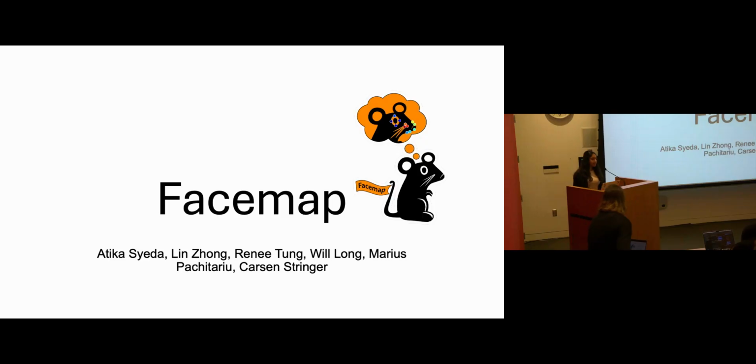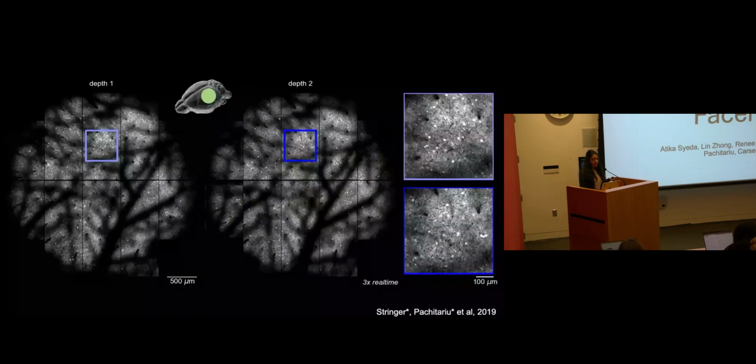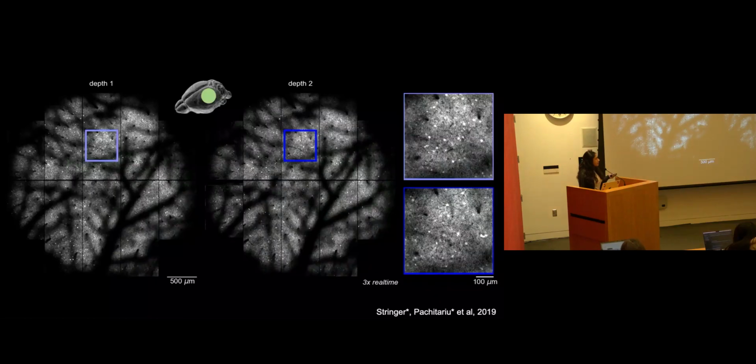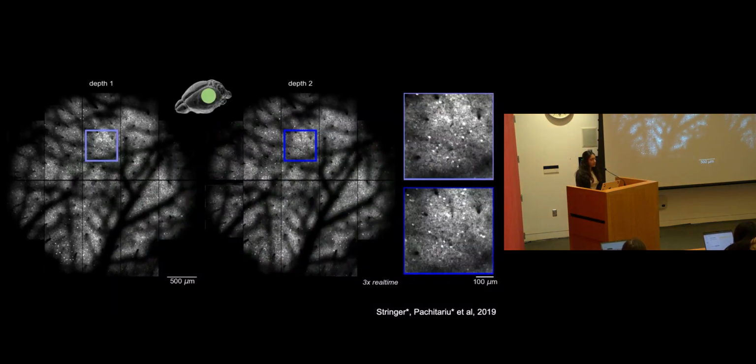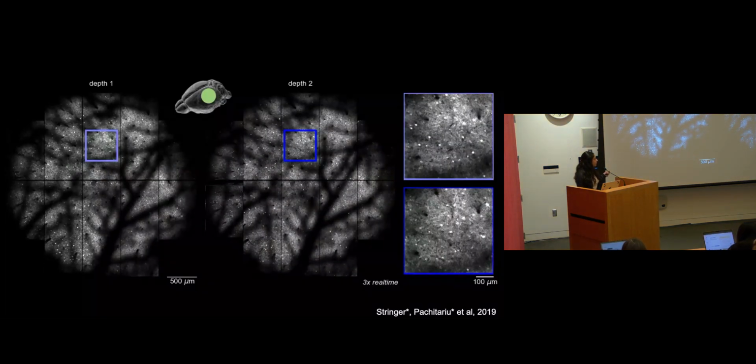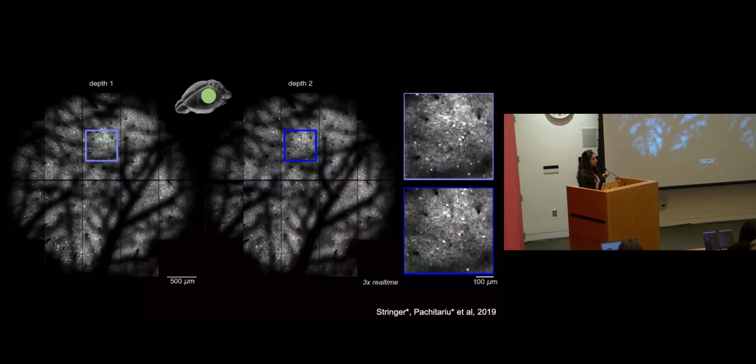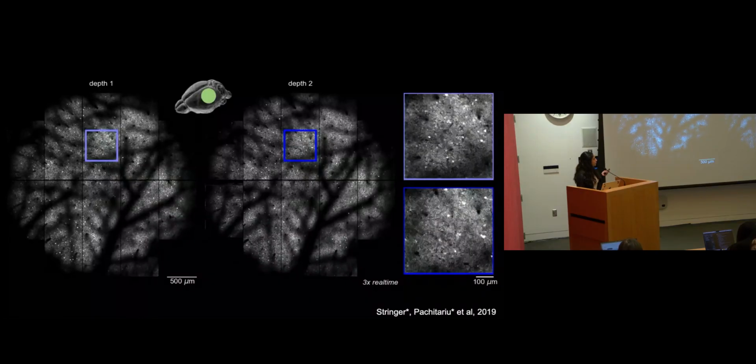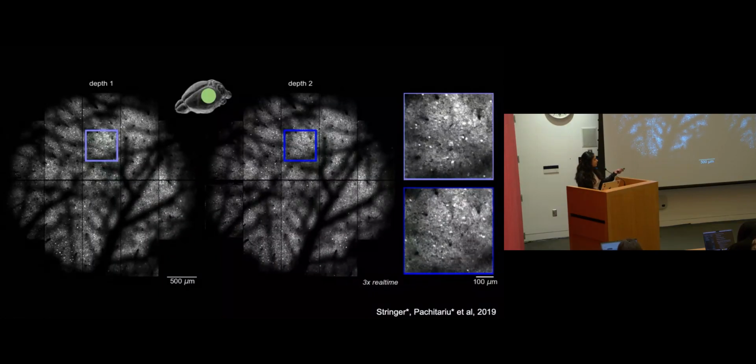areas too. Hi, everyone. So I'll be presenting on FaceMap. And first, I'd like to start off by talking about some of the previous work that led to the development of FaceMap. And specifically this study by Carsen and others, where they recorded activity of 10,000 neurons in the mouse visual cortex. This was done using 2-photon calcium imaging and dual plane imaging, as you can see here.